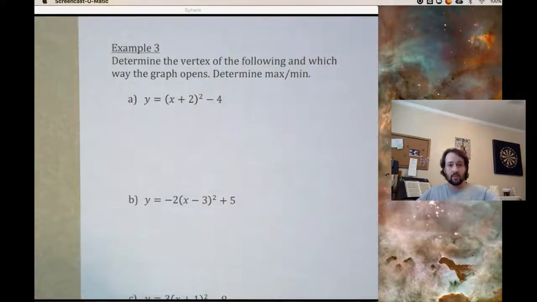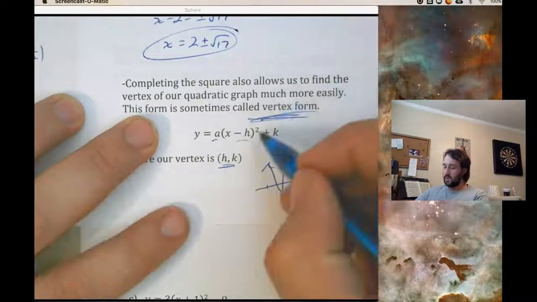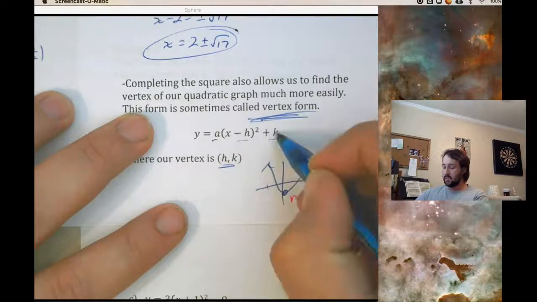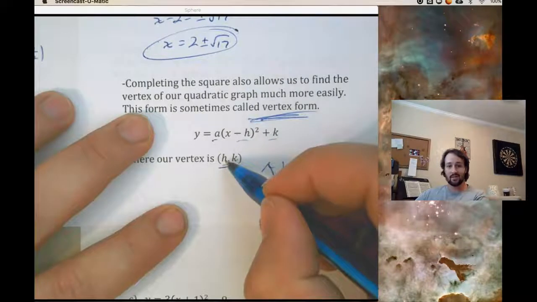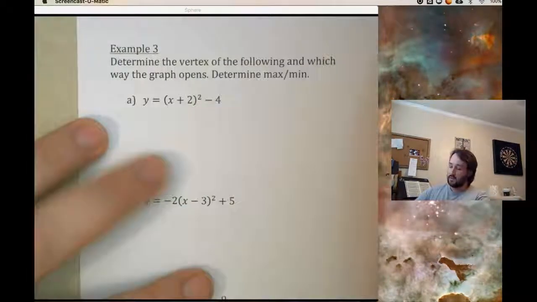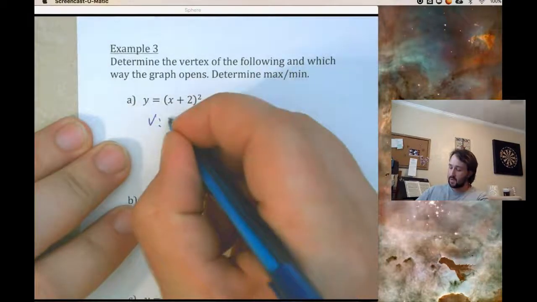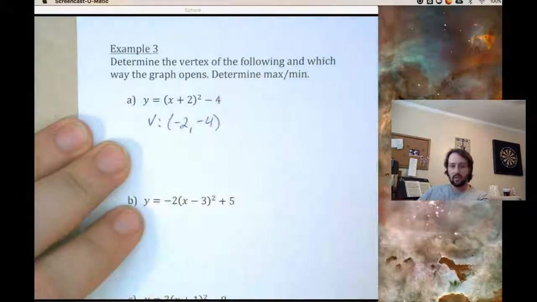All right, so determine the vertex of the following, which way the graph opens, and determine the maximum or minimum. So with this, our vertex, and notice in this last one, with our definition here, when I pull it out, I had x minus h, but it came out as a positive h. And then I had plus k, and it came out plus k. So with this x inside that parentheses, I'm going to switch the sign on that when I pull it out of the equation. So for my vertex in this one, it's a positive 2 right now, so I'll pull it out as a negative 2. Outside is a negative 4, so I'll pull out a negative 4.